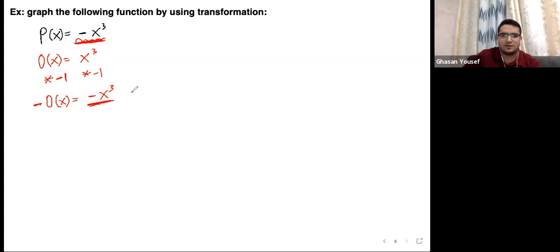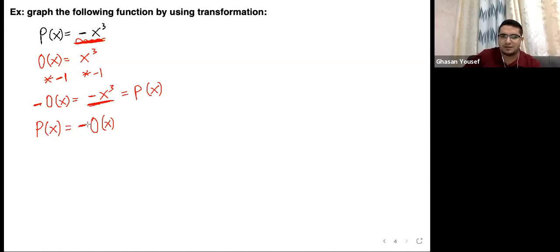And this one is b of x. So this is equal to b of x. So actually b of x equals minus O of x. Okay, so this means to graph the function b of x, I should graph the original function O of x. My original function is x cubed. Then we have to multiply by minus.